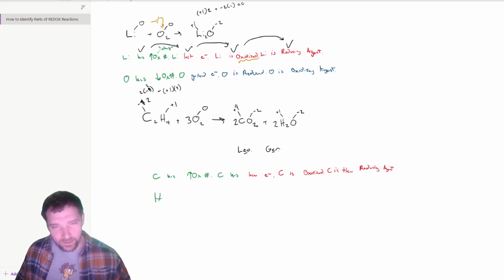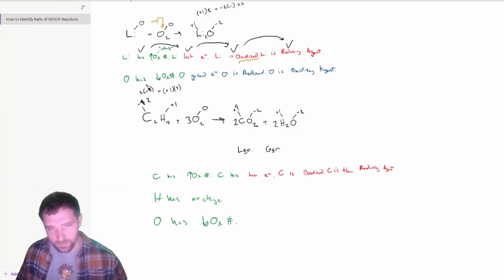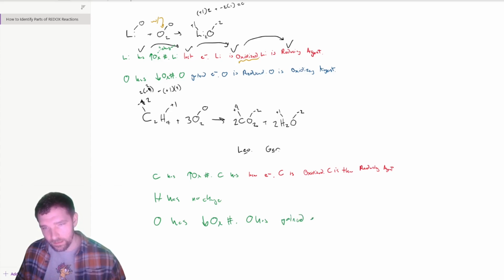Then we can talk about the hydrogen. Hydrogen has no change, so there's no process in terms of the oxidation reduction here. And then the oxygen has a decrease in the oxidation number. So oxygen has gained electrons. And if we're doing LEO says GER, gaining of electrons is reduction. So oxygen is reduced. Oxygen is the oxidizing agent.